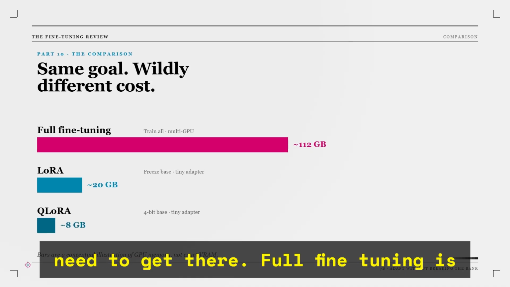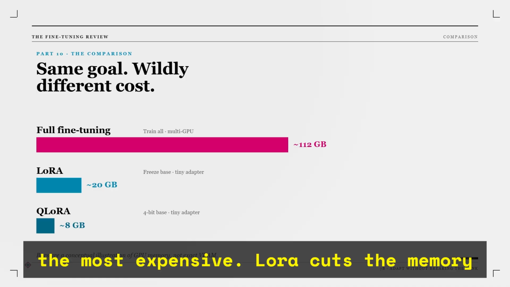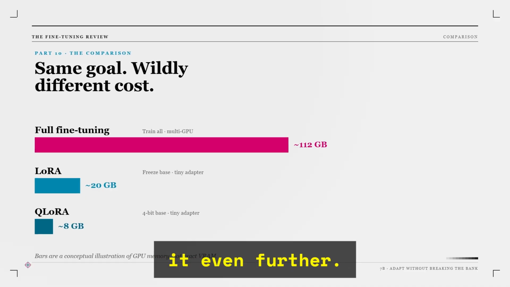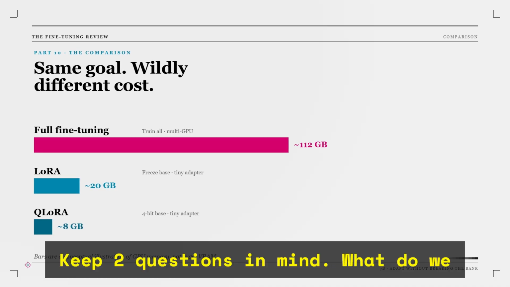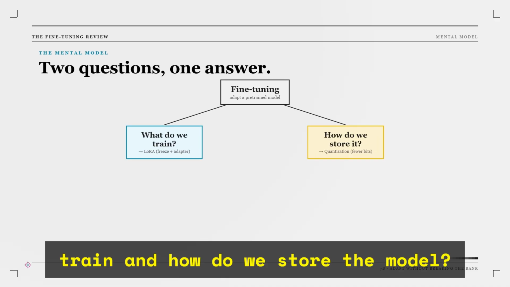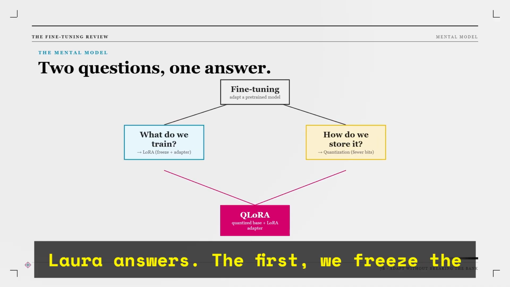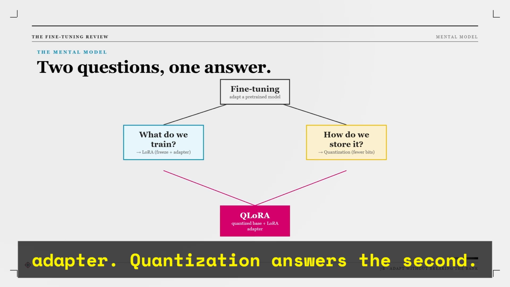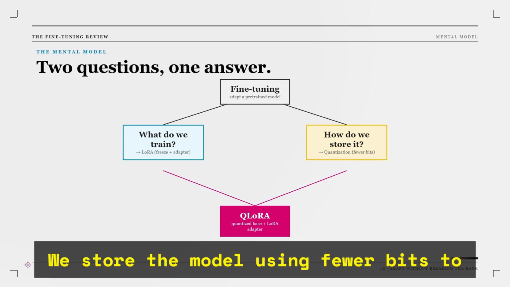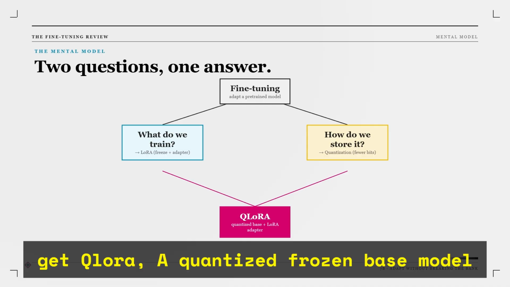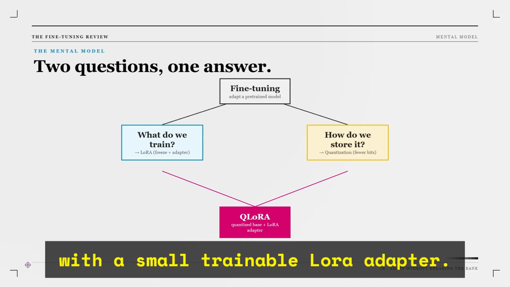Full fine-tuning is the most expensive. LoRA cuts the memory requirement significantly, and QLoRA takes it even further. Keep two questions in mind. What do we train, and how do we store the model? LoRA answers the first. We freeze the base model and train only a small adapter. Quantization answers the second. We store the model using fewer bits to save memory. Put the two together and you get QLoRA, a quantized, frozen base model with a small trainable LoRA adapter.